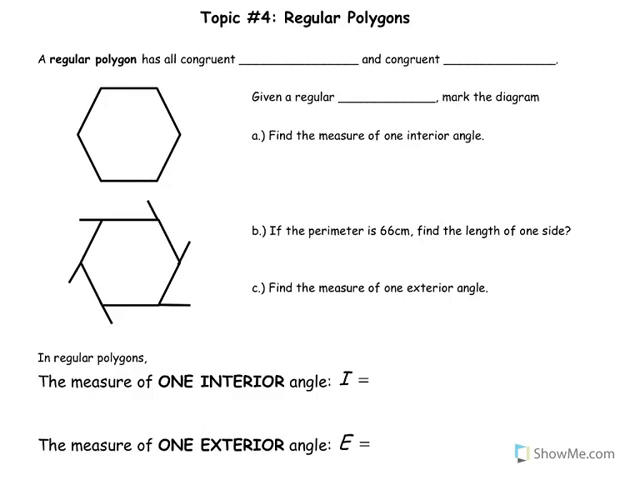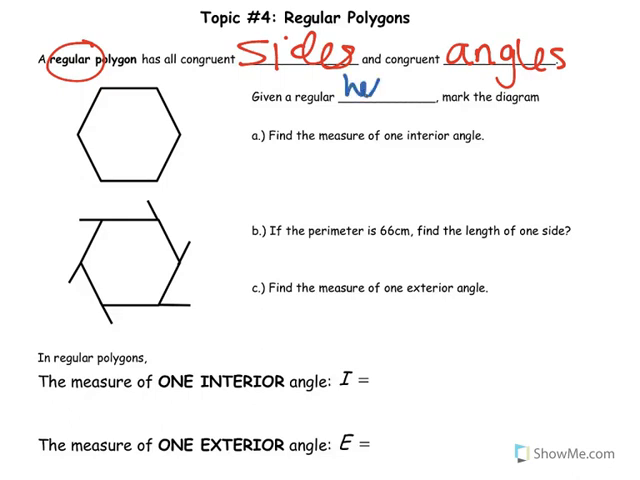Alright, so now that we know about the sum of the interior and exterior angles of a polygon, we can talk about regular polygons. A regular polygon has all congruent sides and all congruent angles. Okay? So given this is a regular blank, mark the diagram. The blank is to test our memory. 1, 2, 3, 4, 5, 6. 6 sides is a hexagon.